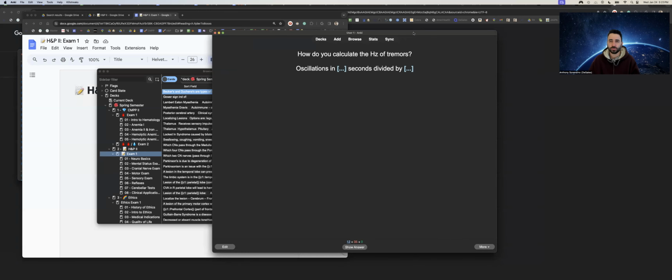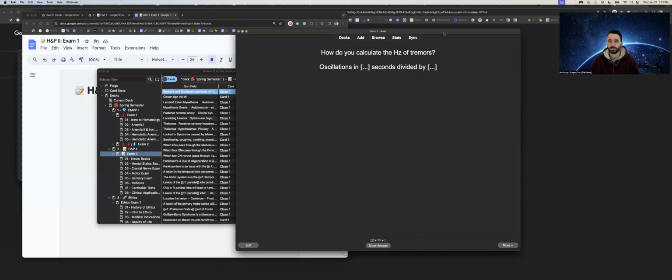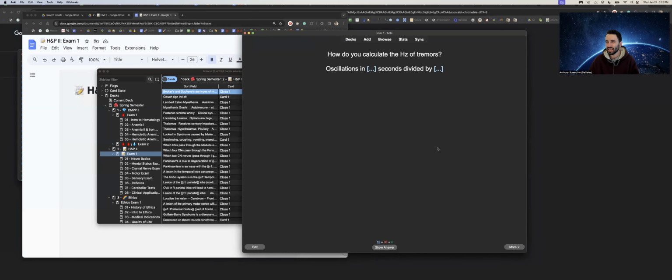How do you calculate the hertz of tremors? Oscillations in blank seconds divided by, I think it's not like 6 or 12. It's 10. Oh, there's a 6 in there. So 10 seconds and divide by 6. Okay, a lot of numbers.